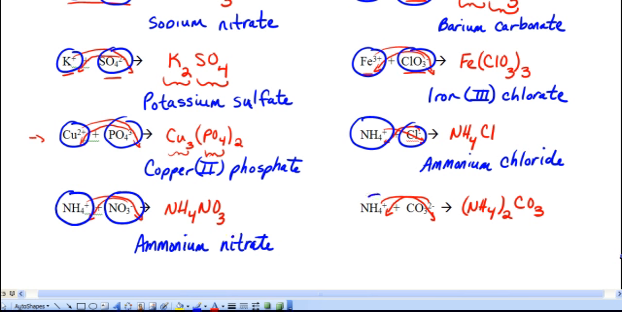And finally, with (NH4)2CO3, we have ammonium carbonate. Name of that anion is carbonate. Alright, so again, no rules have changed. Cation name, anion name, that is it.